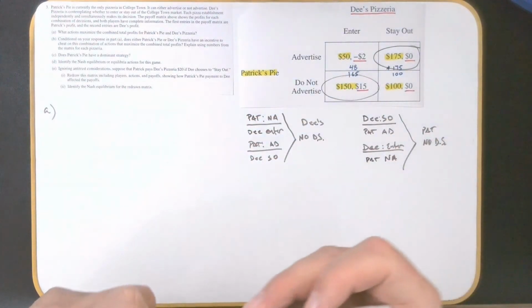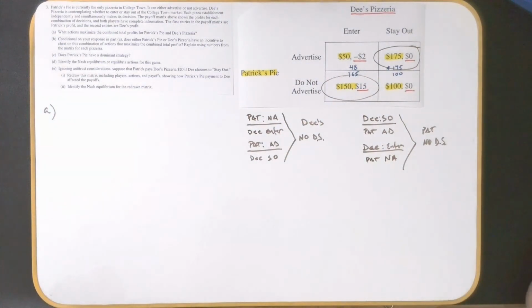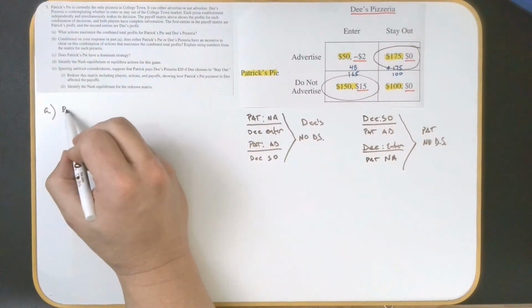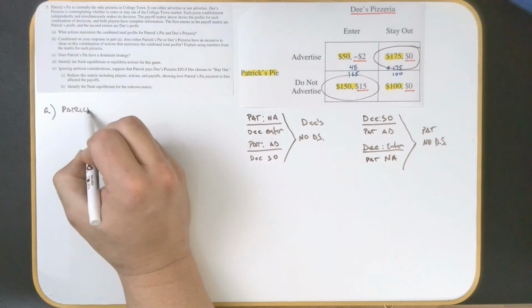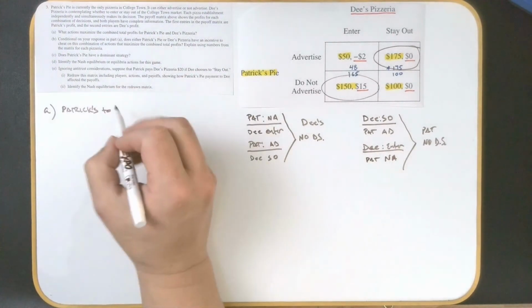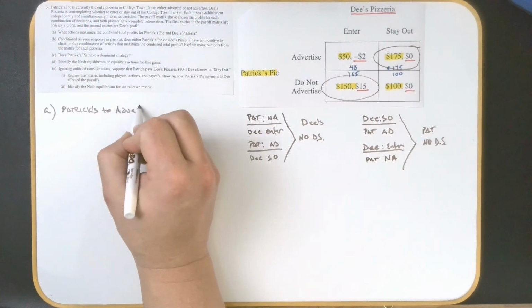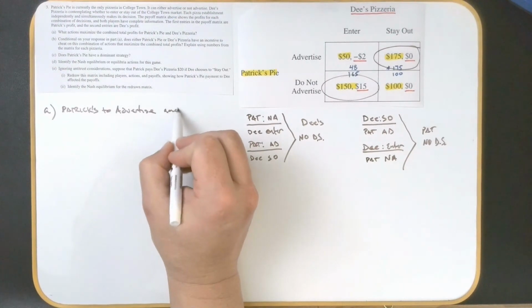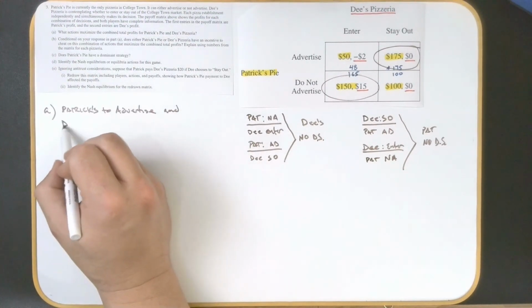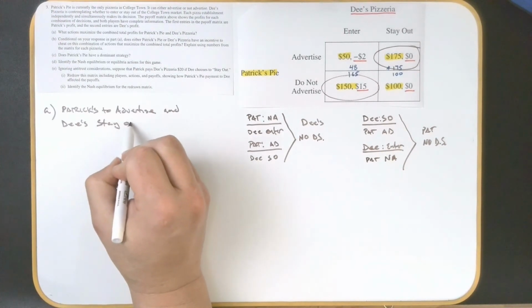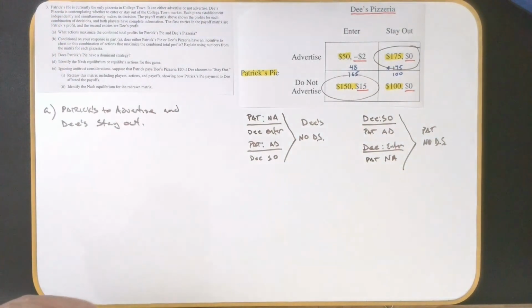It was interesting that they asked about combined profits. They don't always do that, but they did on this one. So what action maximizes the combined total profits? It would be for Patrick's Pie to advertise, and D's to stay out. Okay.